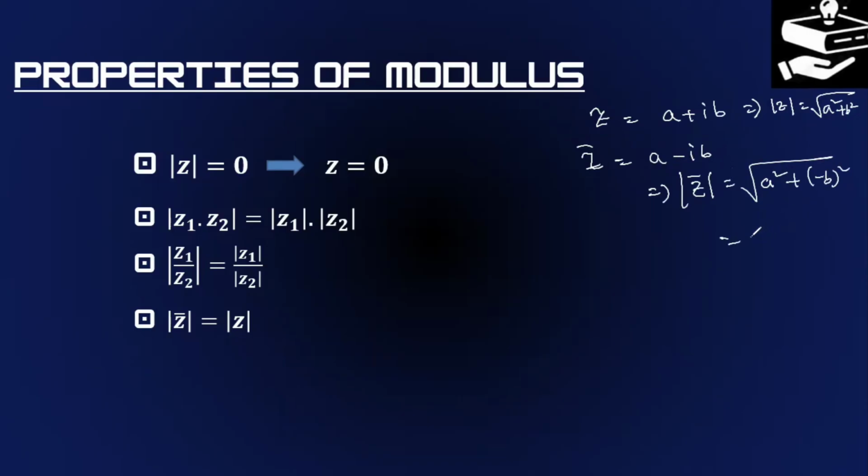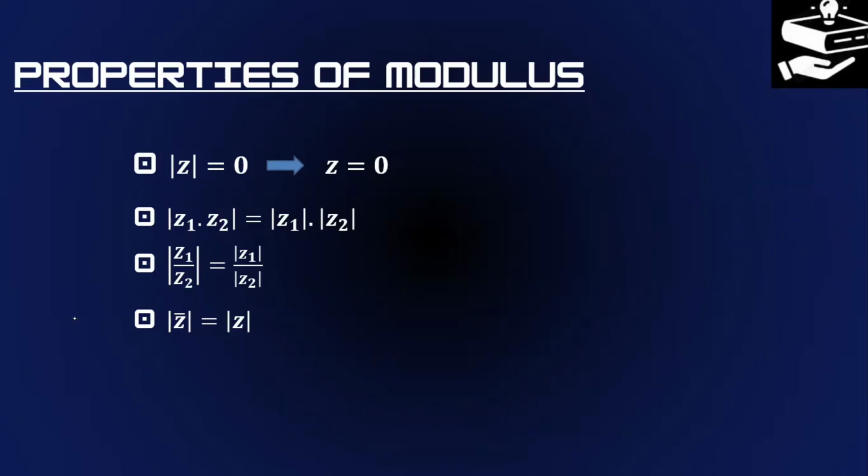But minus b whole squared will give you plus b squared only, right? A negative term squared will give you a positive number only. So you can see mod of z is equal to mod of z bar, which is equal to root over a square plus b square.